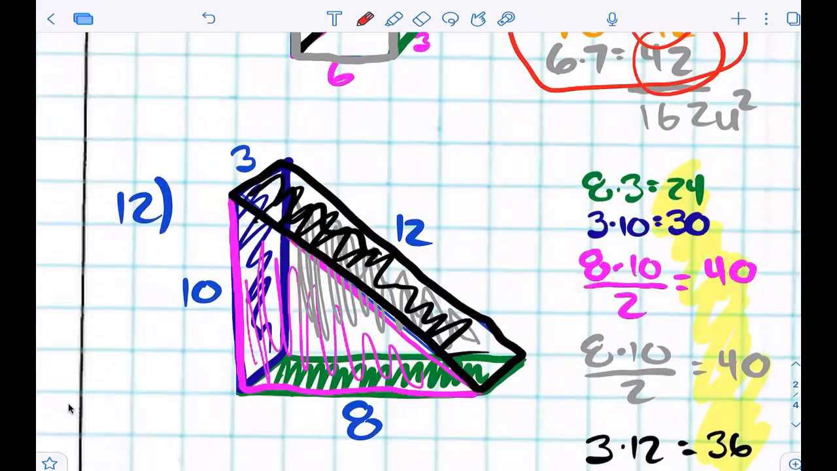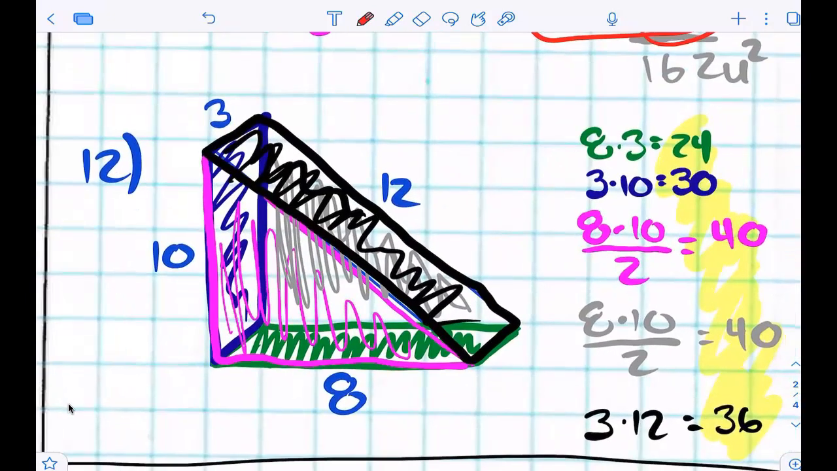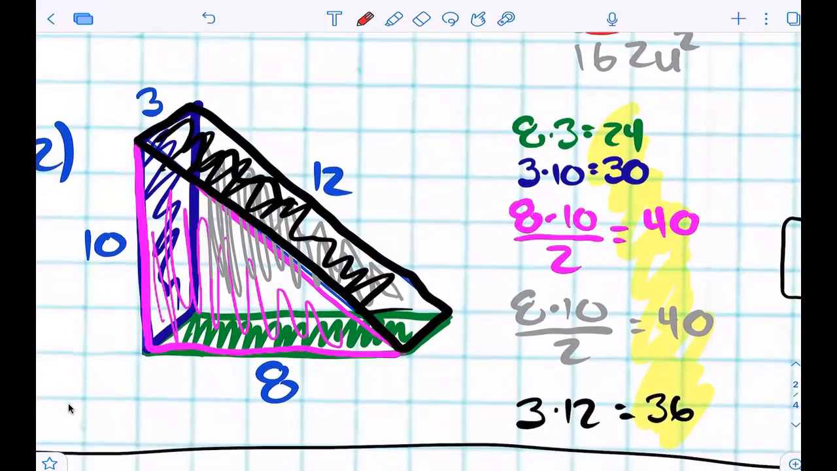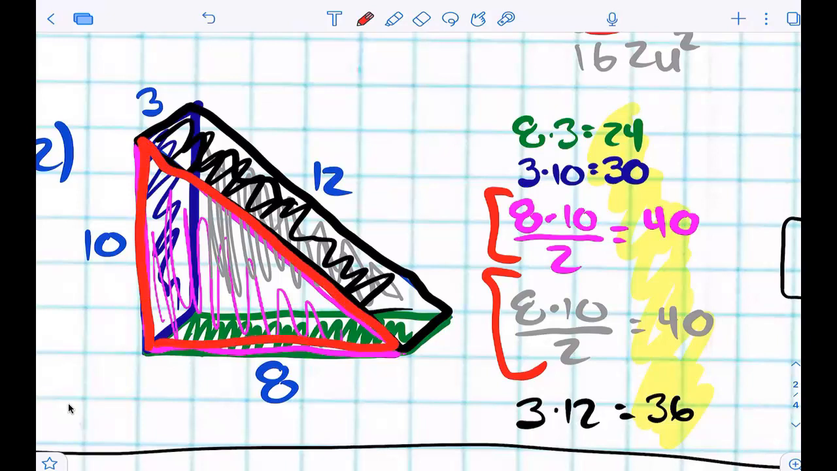How about this? How many faces did this shape have? 5. Okay, so I found the area of all of the faces and added them together. Why did I divide by 2 on this one and on this one? Because, right here, you see this triangle in the back? You still have to divide by 2 to find the area of a triangle, right? Yes. We cool? Yes.